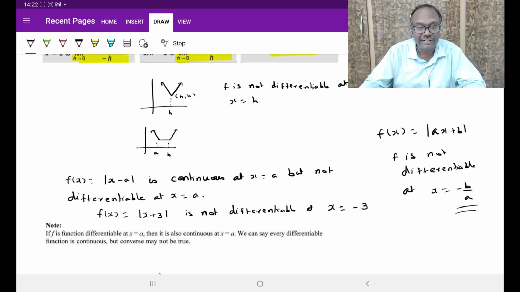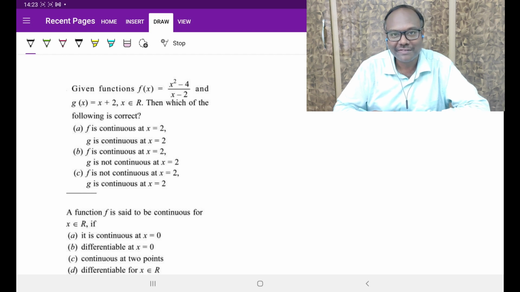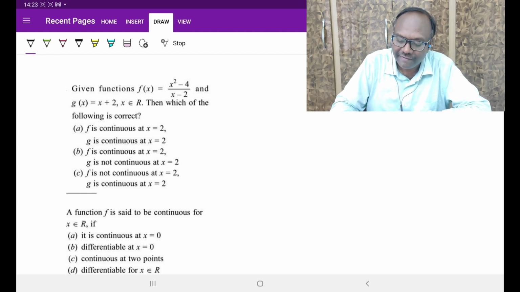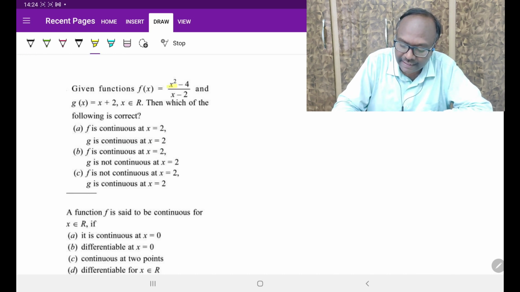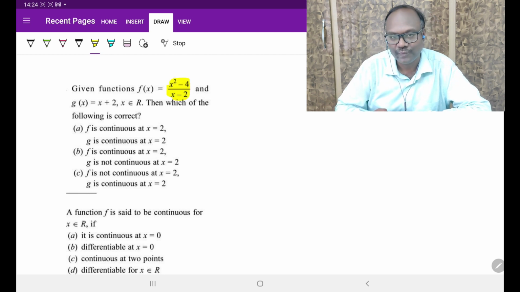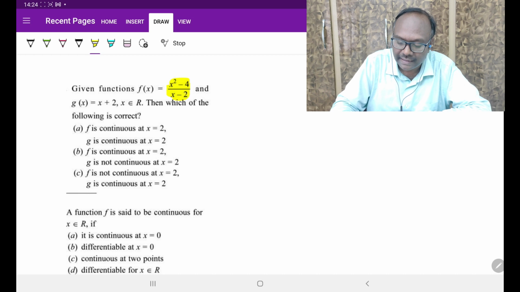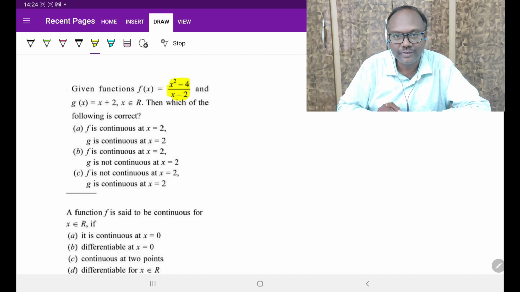We will discuss further. Now let us discuss a few multiple choice questions based upon the concepts we have learned till now. The first question: given function f of x is x square minus 4 by x minus 2 and g of x is x plus 2, where x belongs to R, which of the following are correct? F is continuous at x equal to 2, g is continuous at x equal to 2. Let us observe f of x: x square minus 4 by x minus 2. This function is not defined at x equal to 2. When the denominator becomes 0, this function is not defined. So f is discontinuous at x equal to 2.